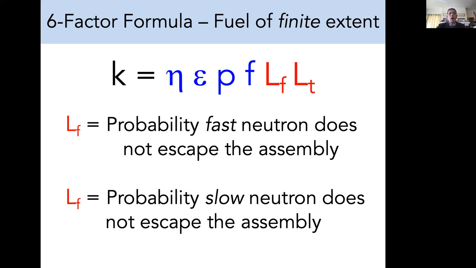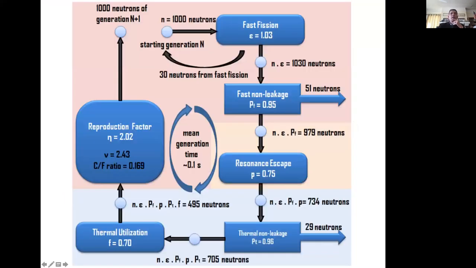Ditto for the slow neutron cross section as well. For slow neutrons, there will be a probability that they will not escape as well. And again, you want this number to be as close as possible to one. So let's just take a look at the life of 1,000 neutrons. And this is an example. I'm trying to remember where this came from here.